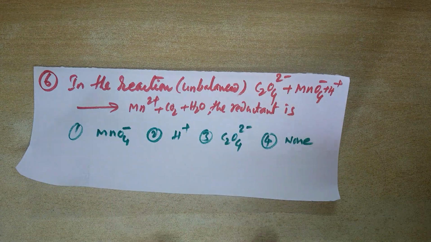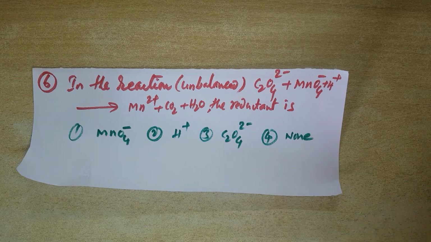Next, question number 6. The given reaction is unbalanced: C2O4 2-, the oxalate ion, plus MnO4- plus H+ gives rise to Mn2+ plus CO2 plus H2O. The reductant is. So which one is involved in oxidation and which one in reduction, based on that you can find the answer. A substance undergoing oxidation is the reducing agent or reductant. A substance undergoing reduction acts as the oxidant. Okay, you can find it now.